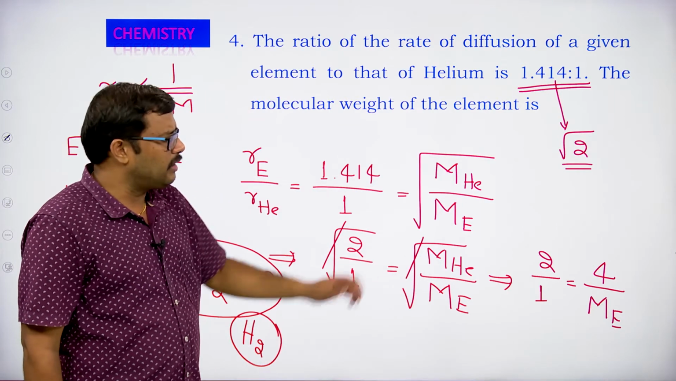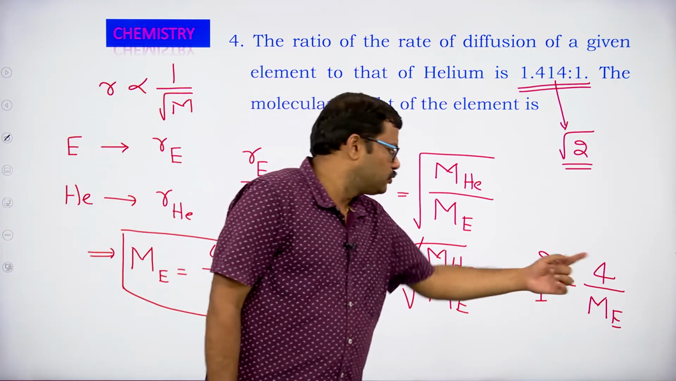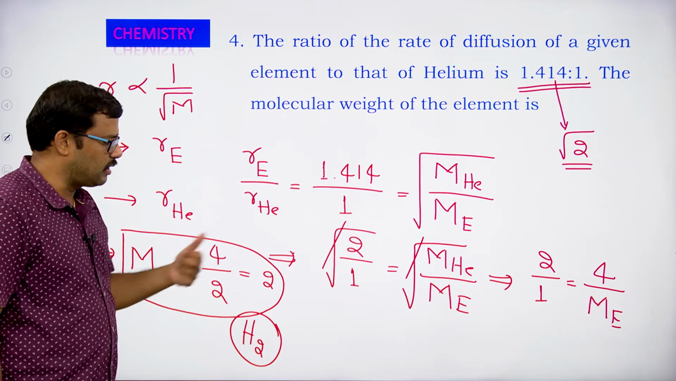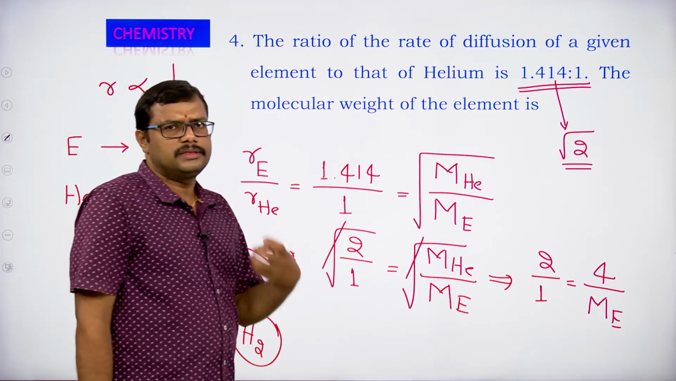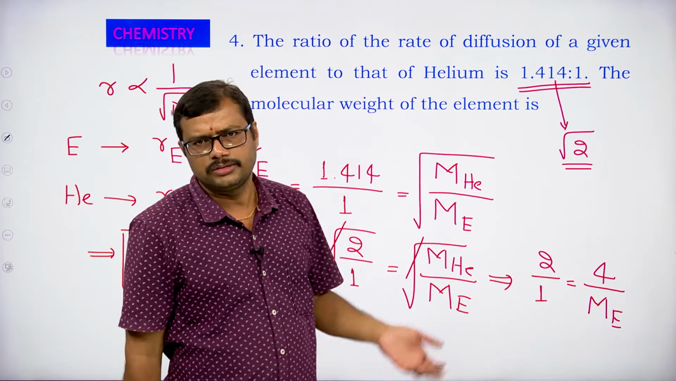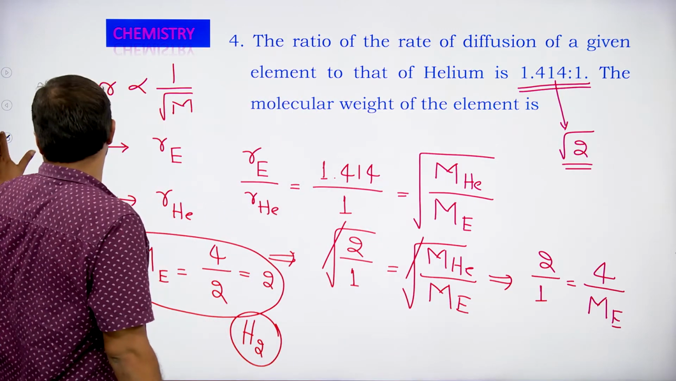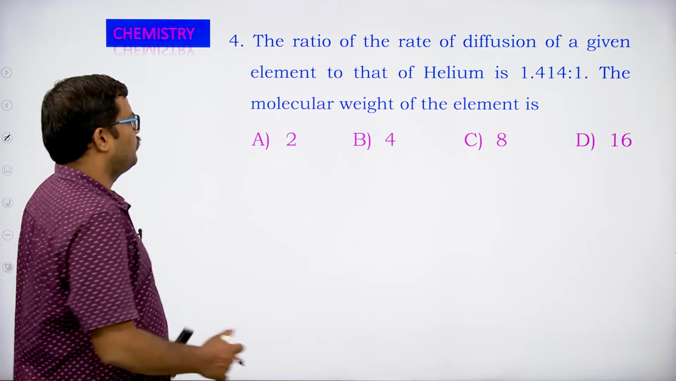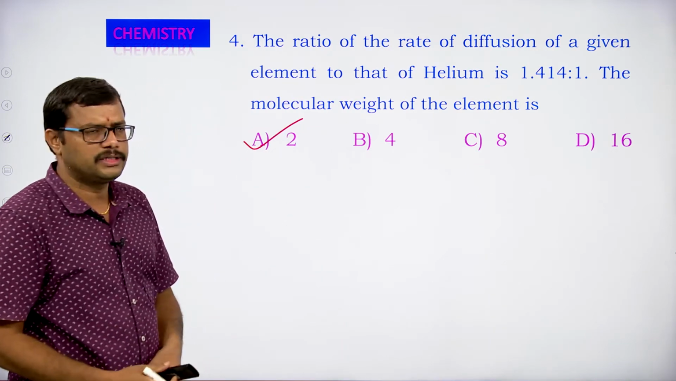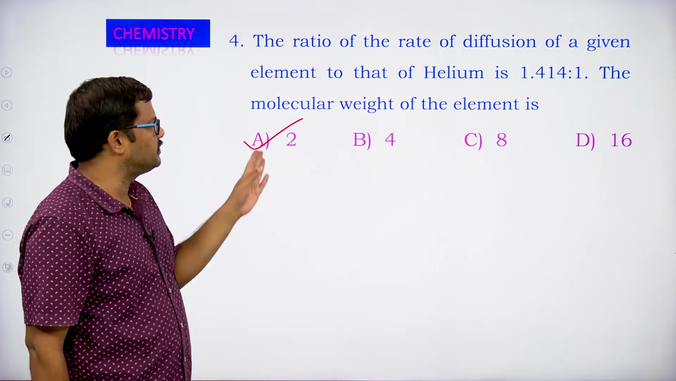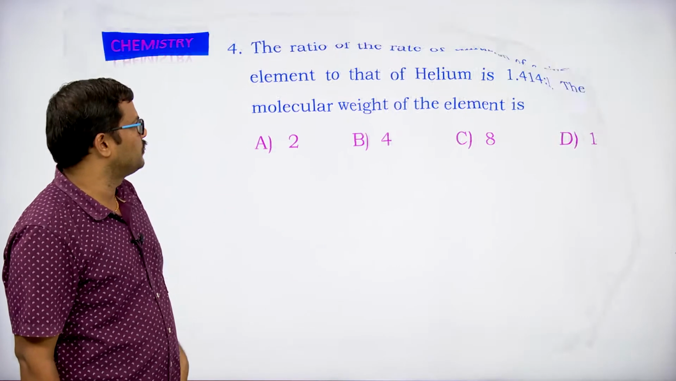The molecular mass of helium we know is 4. So substituting and cancelling the terms, the molecular mass of the element is coming out to be 2. So the molecular mass is coming out to be 2, which means it should be hydrogen gas. We know that the hydrogen molecular mass is 2. Okay. So from the options we have to choose the answer. Yeah, the molecular mass of the element is coming out to be 2 in this case. So option 1 is the correct answer for this question.